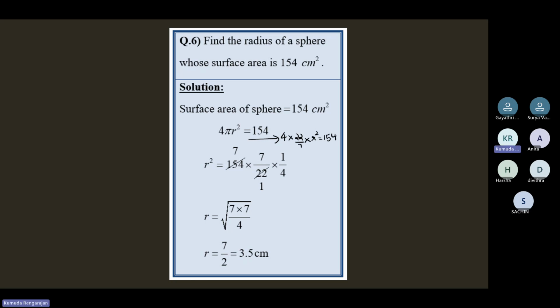So in this question, the surface area of a sphere is given to you. Because it's a sphere, we don't have to worry if it is CSA or TSA, because there's only one thing, which is the surface area, and that is 4 pi r square. So 4 pi r square is given as 154. From this, you should find the radius of the sphere. 4 into 22 by 7 into r square is equal to 154. Solve this equation to find the value of r.